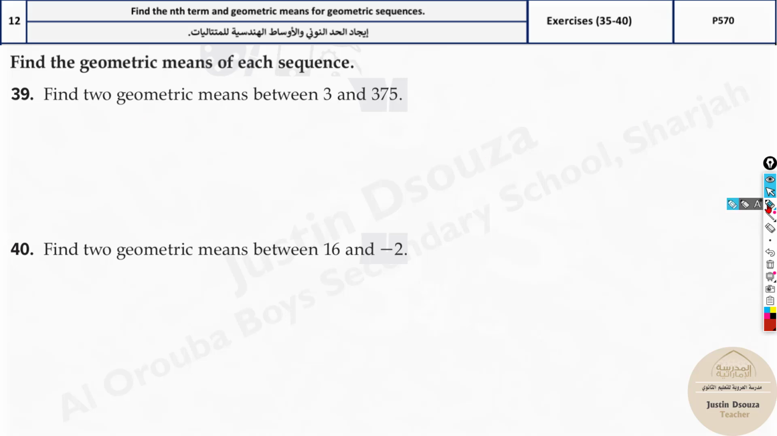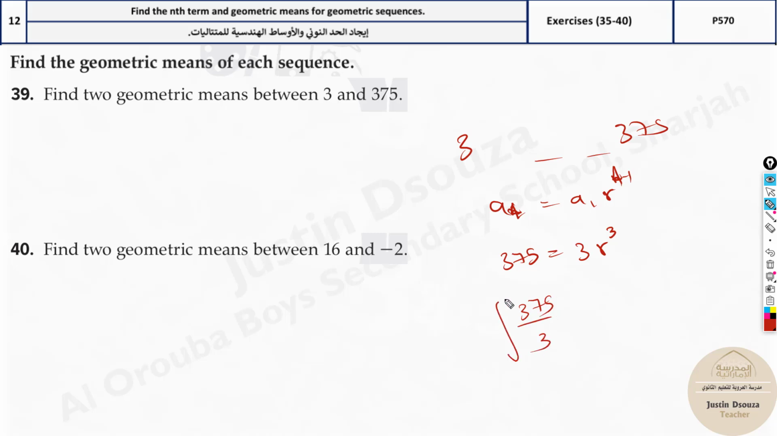Over here they have given the same thing again, but in words. See, they have told to find two geometric means between 3 and 375. There are two terms. Same thing. First use an, but this time it's 4 because we have only 4 terms. a1 r to the n minus 1, right? That is 4 minus 1. So what is the fourth term? 375 equals, the first term is 3, r to the power 4 minus 1 is 3. It'll be 375 divided by 3 and the cube root, that is equal to r.